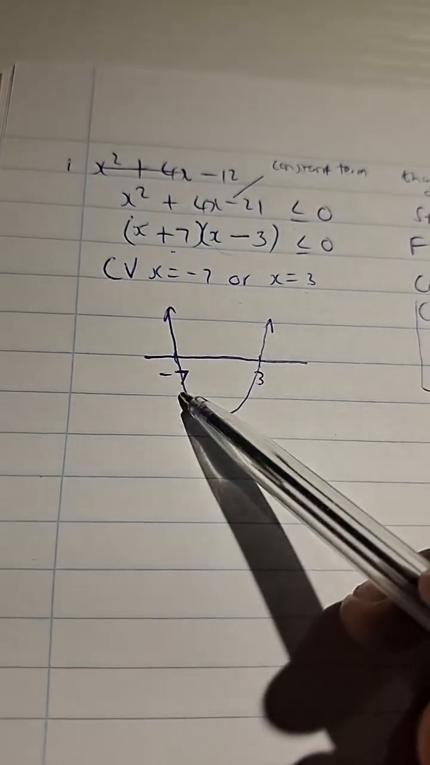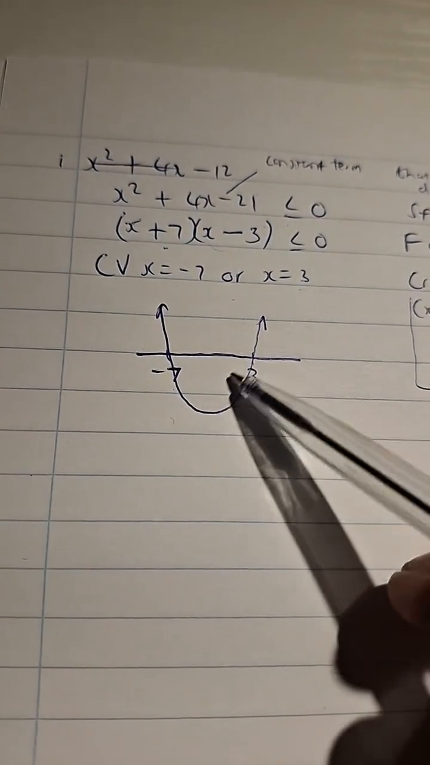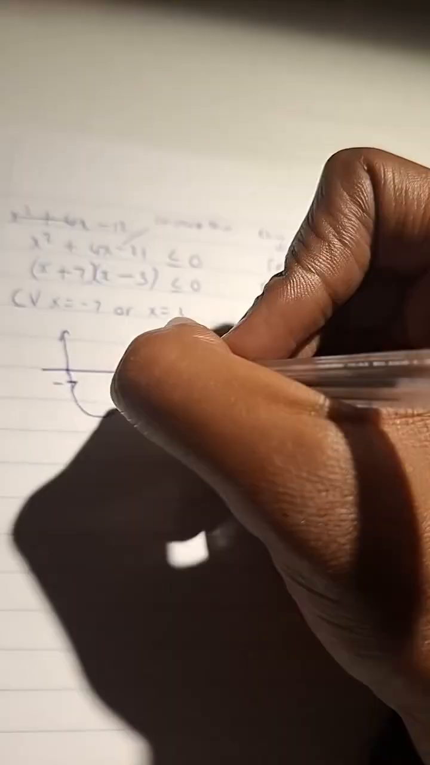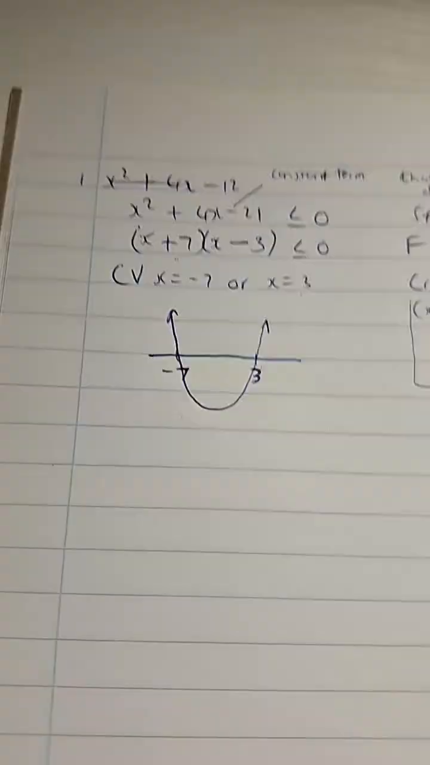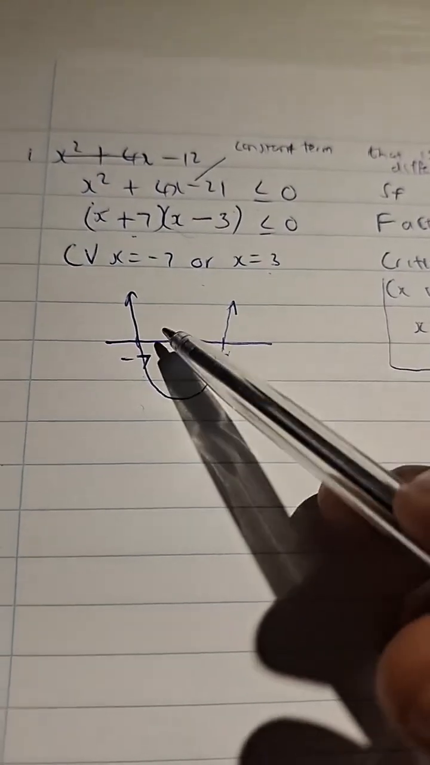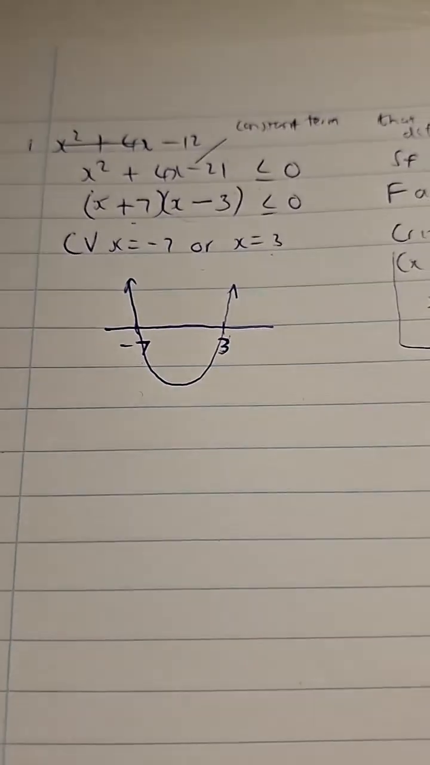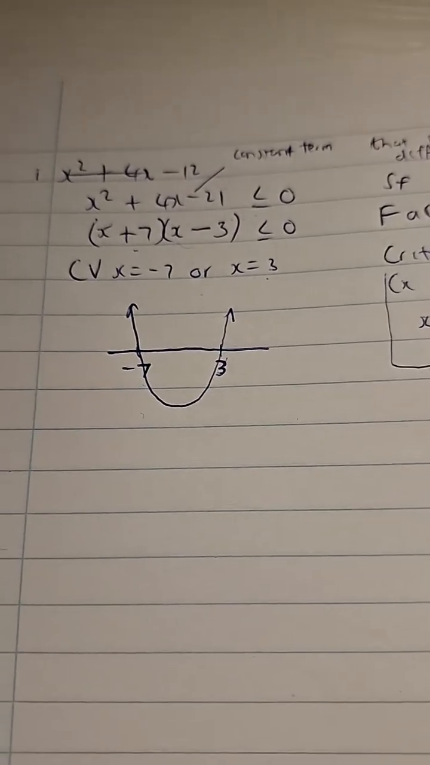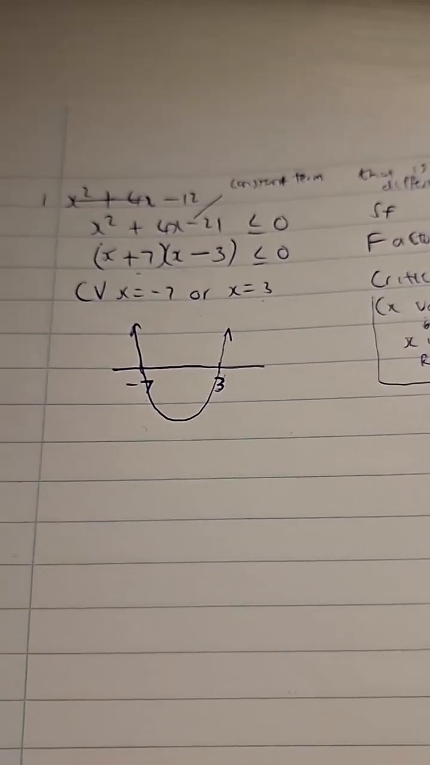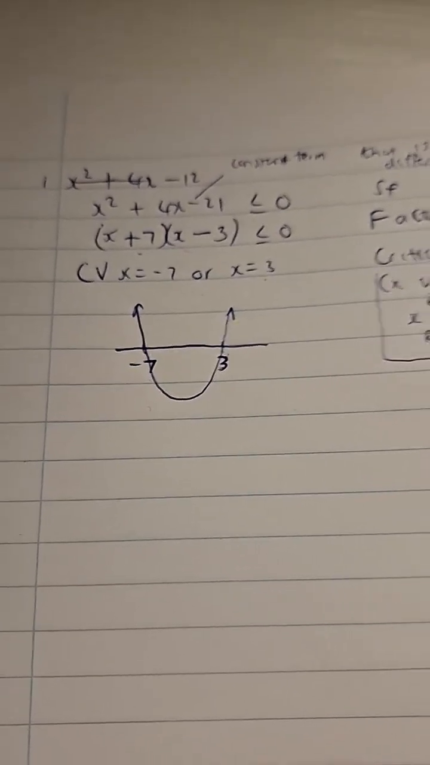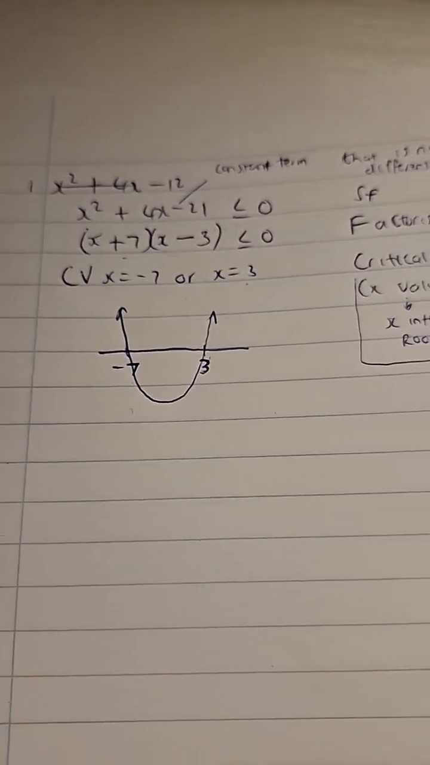This critical value, -7, this critical value, +3. That is basically the critical values. We plug them in where the x-intercepts would be. Does that make sense? All right. Now we want to write down the answer.